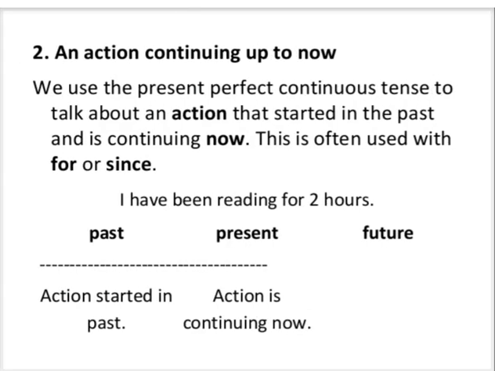An action continuing up to now. We use the present perfect continuous tense to talk about an action that started in the past and is continuing now. This is often used with for or since. I have been reading for 2 hours. So the action started in the past and is continuing now also. It is not completed yet. It is in process.